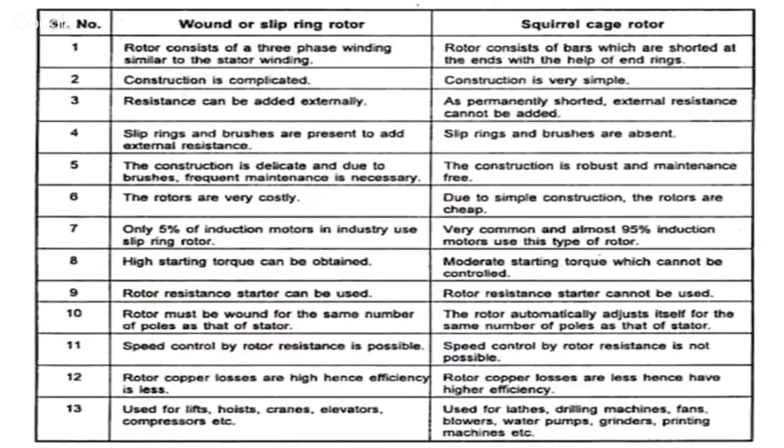Okay. So we'll just go through the difference, or compare, slip ring and squirrel cage rotor. Slip ring rotor consists of three-phase winding similar to stator winding. Here in squirrel cage, rotor consists of bars which are shorted at the ends with the help of end rings. Slip ring rotor construction is complicated. Squirrel cage construction is simple.